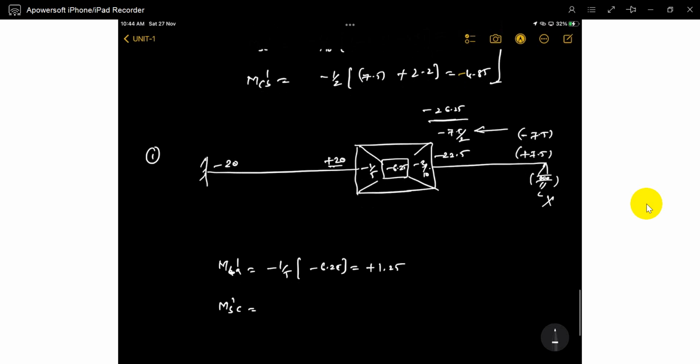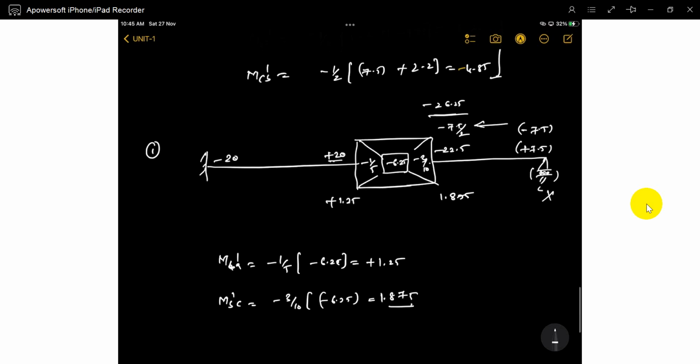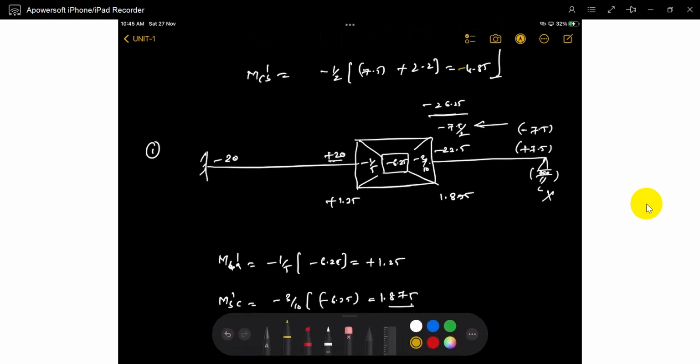MBC minus 3 by 10, sum of the fixed end moments is 6.25. Rotation contribution from far end, A is 0, C also, just delete it. Okay, just delete it. What is that value? 6.25 multiplied with 3, you will get 1.875. That's it. It's a 1.25, it's a 1.875. That's it. No need of anything. Just now we can collect it.